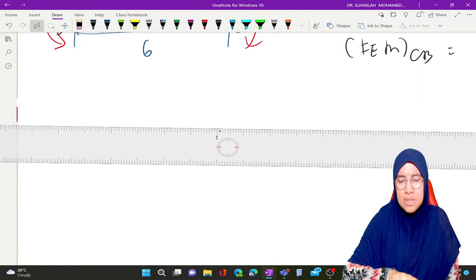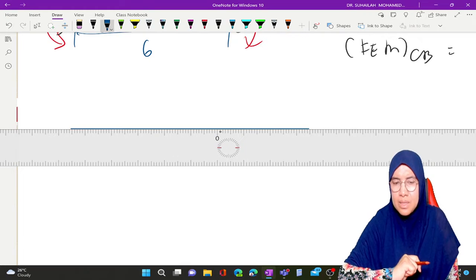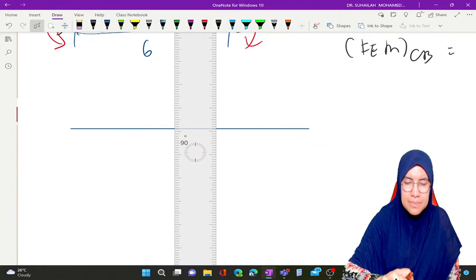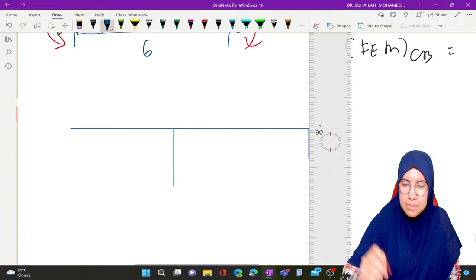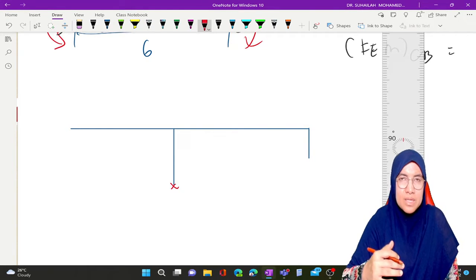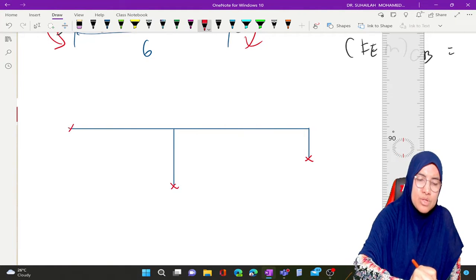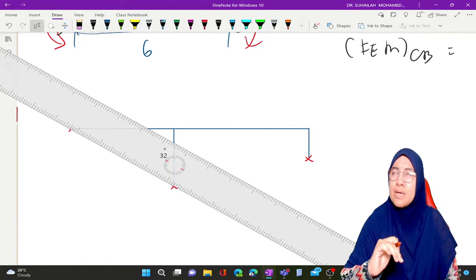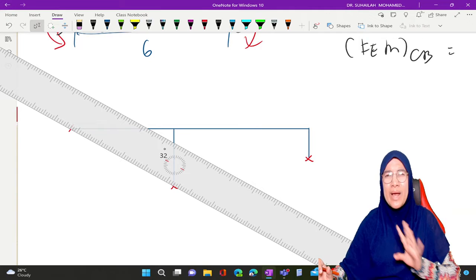The original is horizontal. B settles, C settles: B 8, C 4. So this will be the position after settlement. A remains at the same position. Always remember, we have to identify where the triangles are.